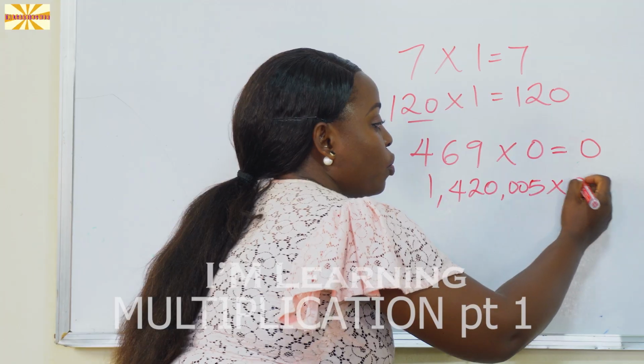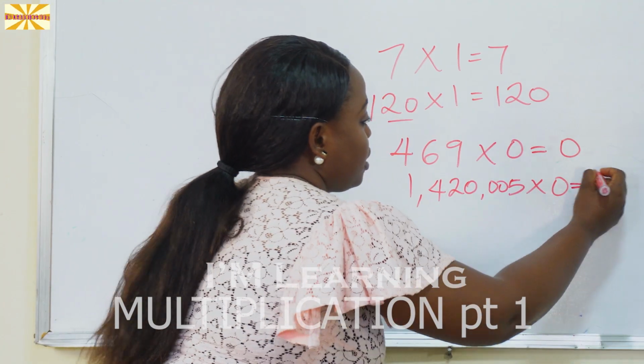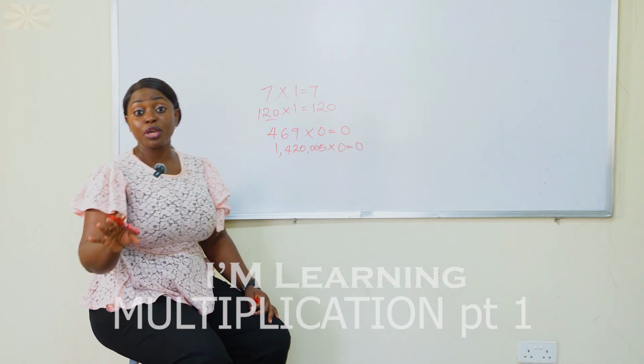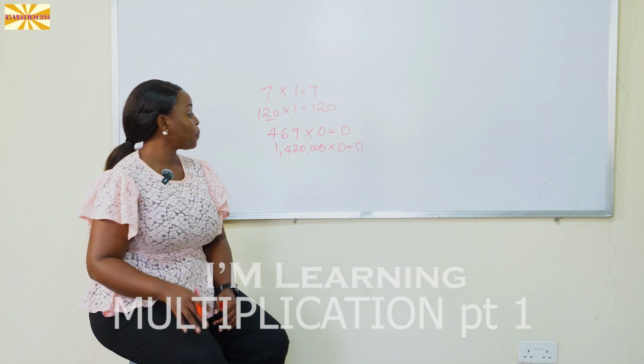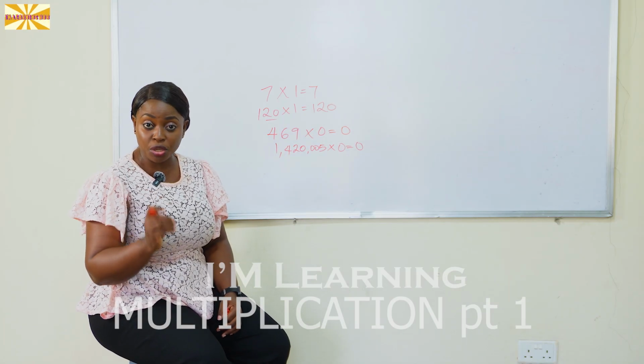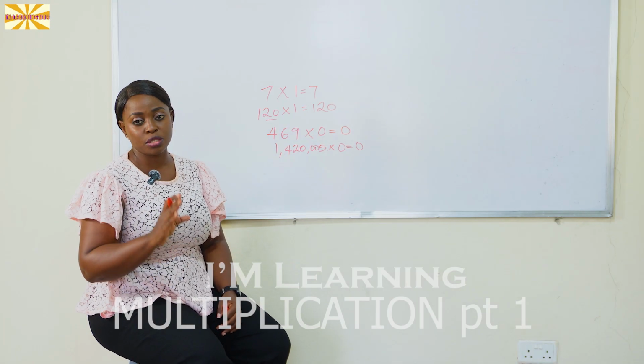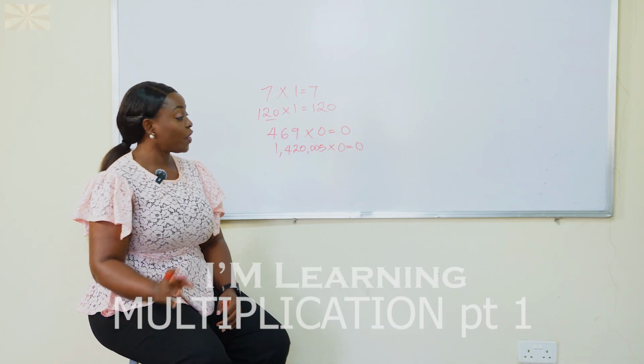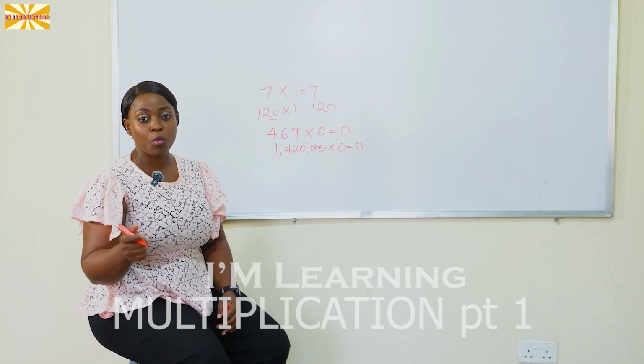1,420,005 times 0 is exactly 0. So no matter how big the number is or how small the number is, once you are multiplying that number by 0, the answer is always going to be 0. Now that's the second rule of multiplication.